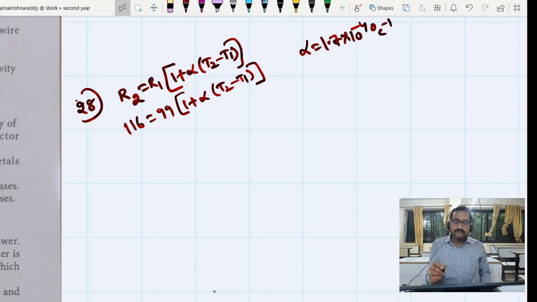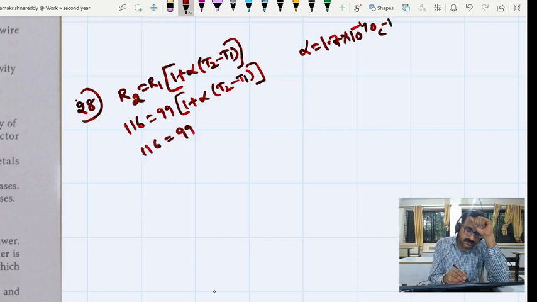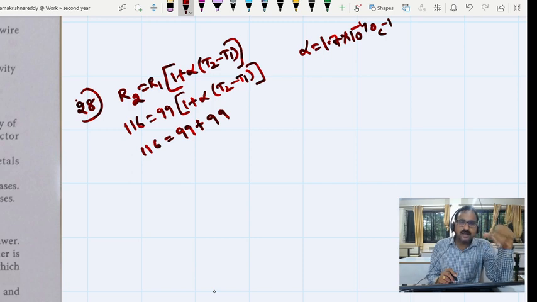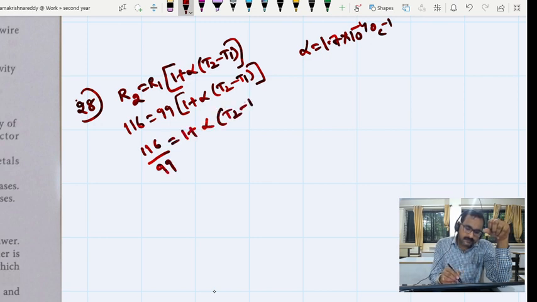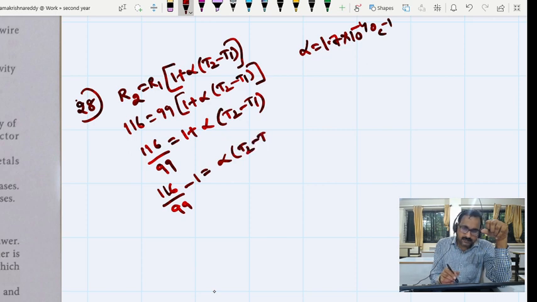So now see that one. 116 minus 99. So this is just multiplied inside. You can understand very clearly what is there. Otherwise you can do divided by, you can send that. Your choice, nothing will happen in that. That is how we are doing the calculation, that is very important. Otherwise you can do this one divided by 99, equal to 1 plus alpha into T2 minus T1. So 116 by 99 minus 1 equal to alpha into T2 minus T1.